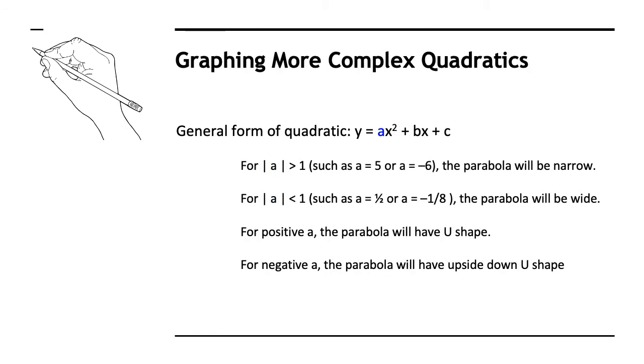If a is negative, the rules related to wideness and narrowness hold true, as we are considering the magnitude of the coefficient. However, the sign of the coefficient does affect the direction of the curve. Negative a values will be upside down U's, while positive a values assume the typical U shape.